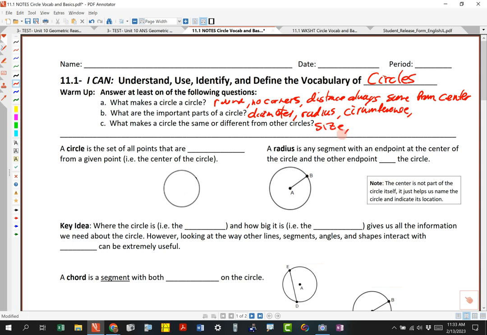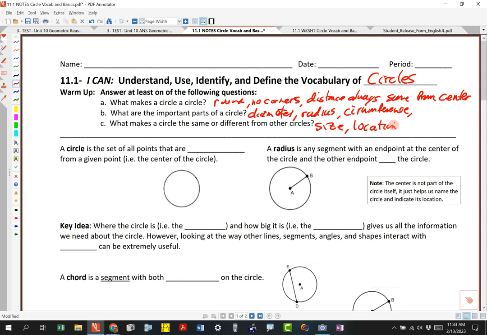Okay. What else? Let me do it again. What if I've got a circle that's this big, and I've got another circle that's this big? Maybe they're different colors. Okay, they could be different colors, not quite what we're after. Where it is. Where it is, okay? So I'm going to put size and location, okay? You guys are doing really well. So let's talk about what a circle is.